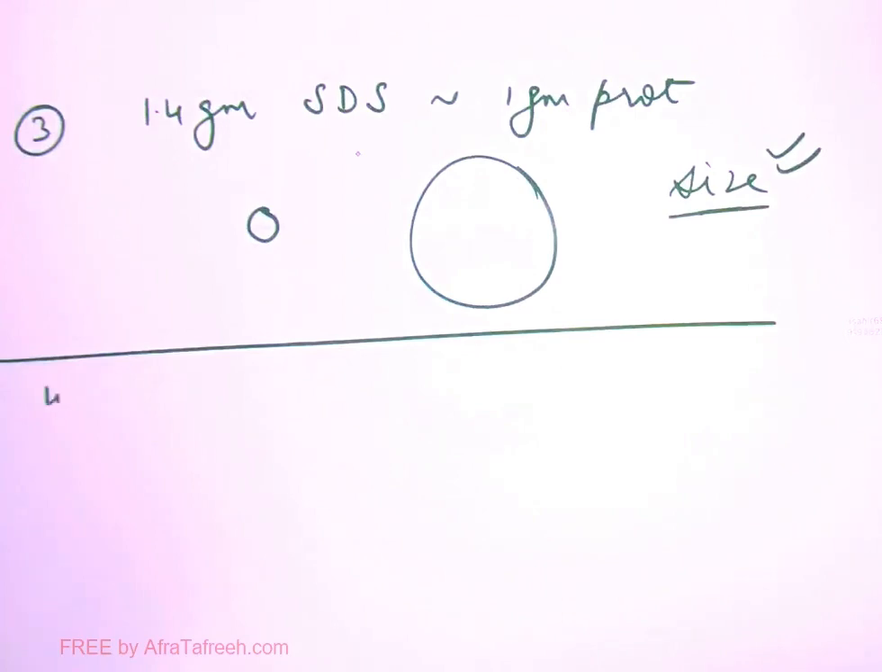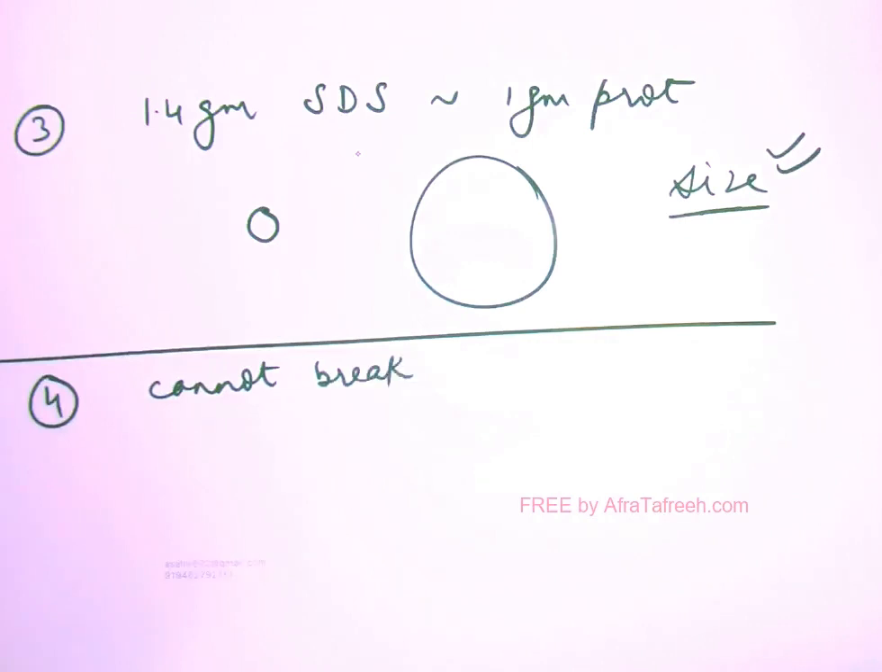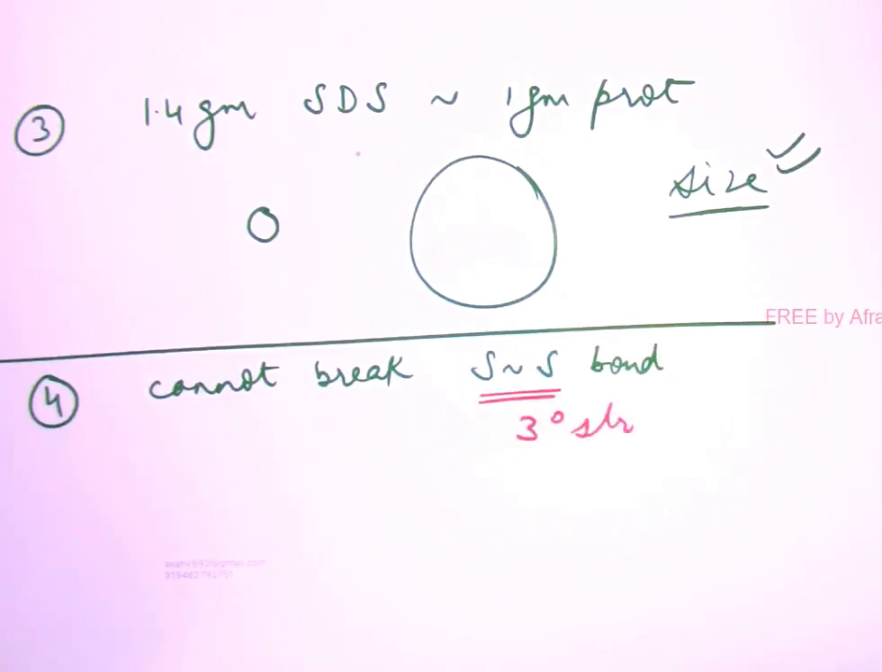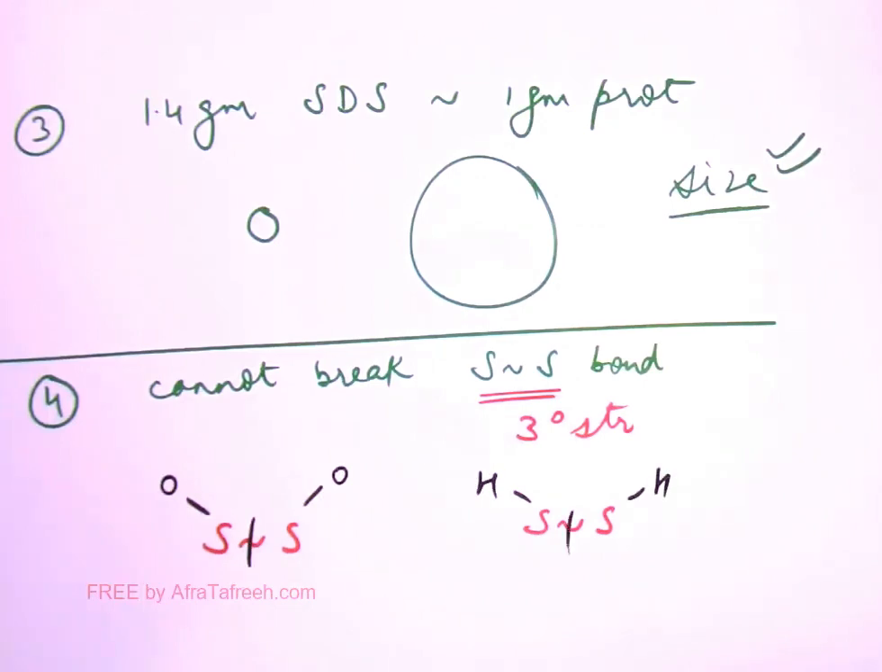Now there's one more, fourth point about SDS, that SDS cannot break disulfide bond, but disulfide bond is present in the tertiary structure of the protein, and in this experiment we have to break disulfide bond. But SDS cannot break disulfide bond, so we can use some other compound to break it. See here, this is disulfide bond. We can add either oxygen and break it, or we can add hydrogen and break it, right?